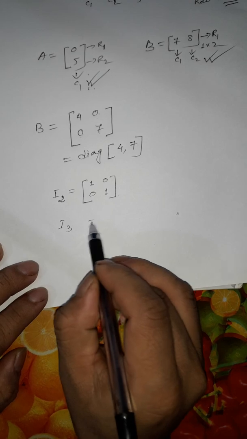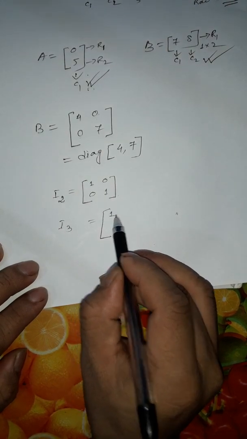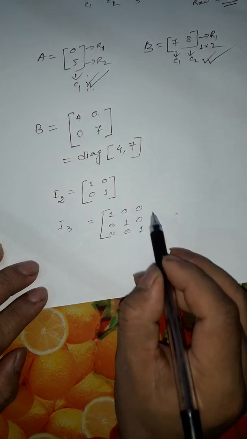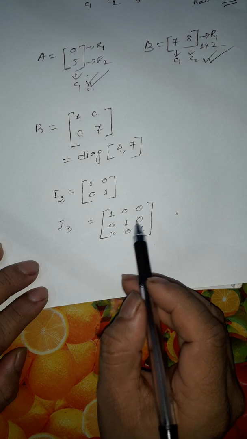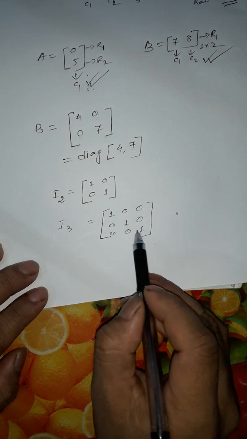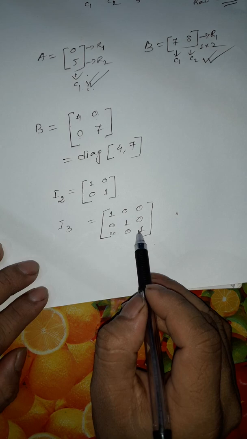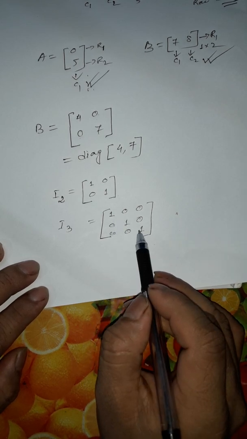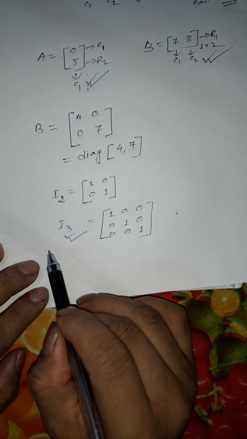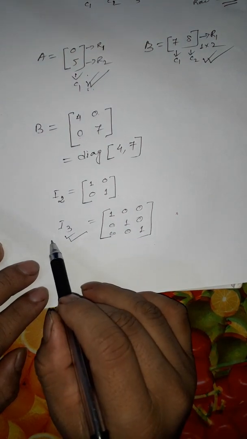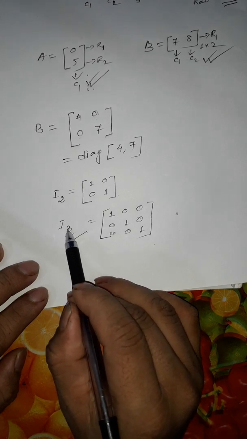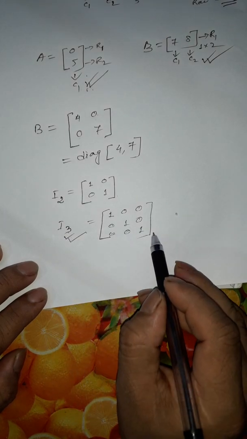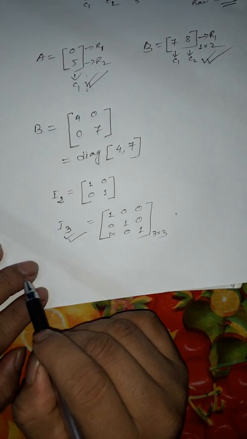Then I3, identity matrix of order 3, 1, 0, 0, 0, 1, 0, 0, 0, 1. The matrix must be a diagonal matrix and each element in the leading diagonal must be 1. Then only it will be an identity matrix or unit matrix. So this is an identity matrix of order 3. It is denoted by I, and the number will tell the order. So I3 means identity matrix of order 3, meaning it has 3 rows and 3 columns.